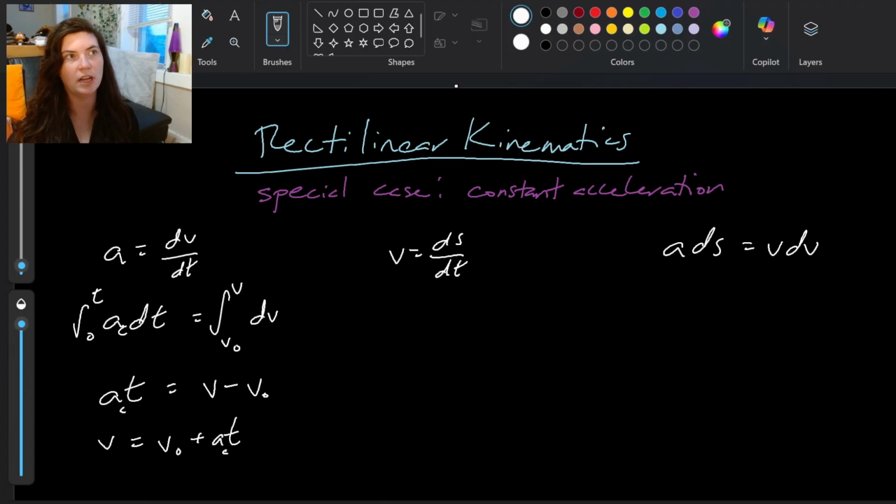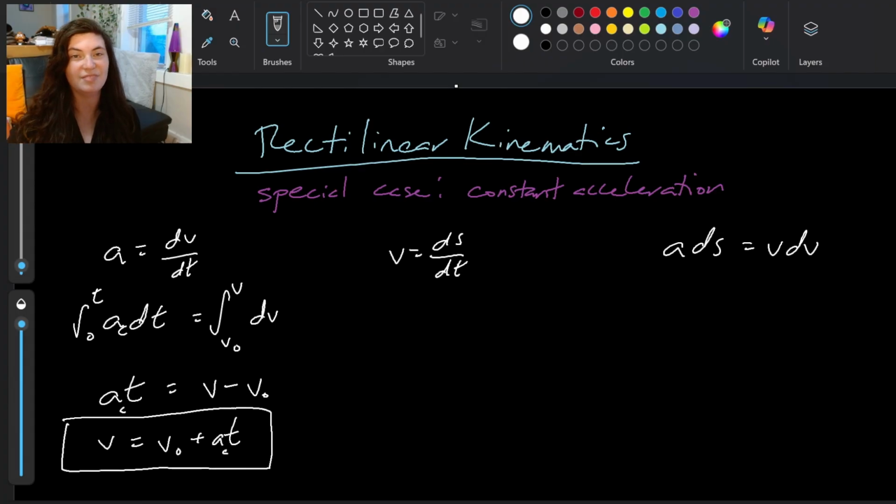So v equals v naught plus a_c t. And this guy looks pretty familiar, right? This guy we've seen before, probably as early as our high school physics class. It's one of our kinematic equations that we saw a lot when working with things like projectile motion problems. So this is where this comes from, right?